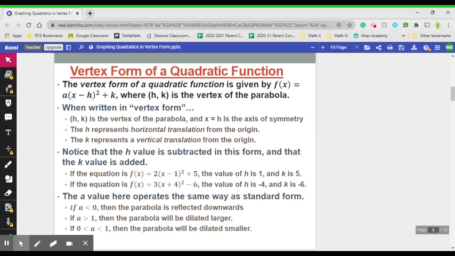Keep in mind that a can be negative and dilated larger, and a can be negative and dilated smaller. That's a separate thing compared to whether it's larger or smaller: whether it's upside down or right side up.